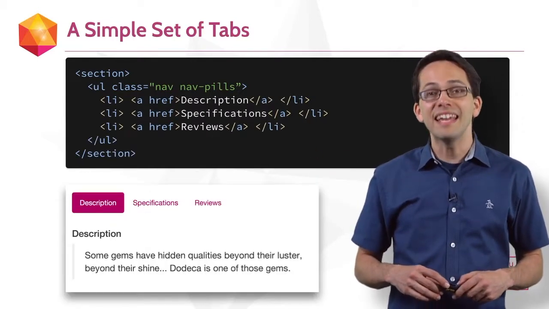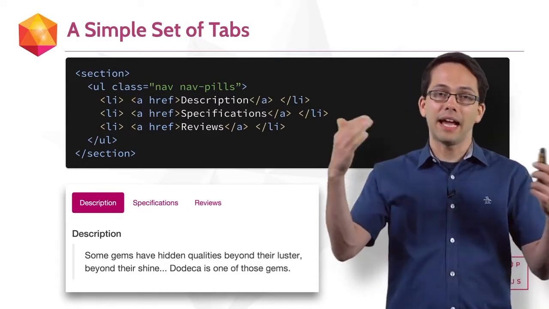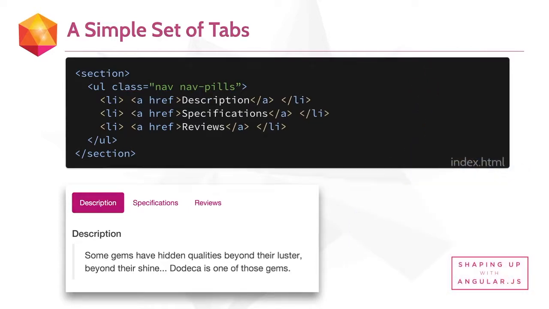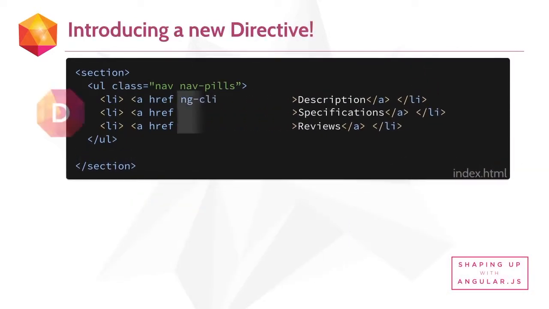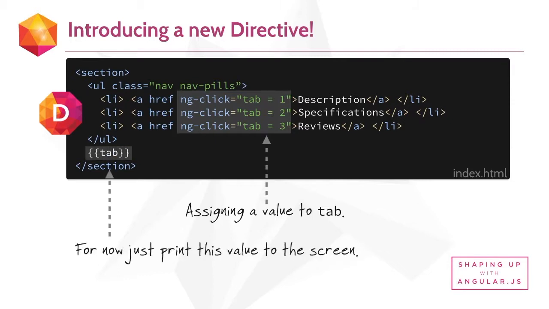But how do we add behavior to these tabs so that when we select one, it becomes active and the content gets displayed in the page? One way to do this in Angular is by using the ngClick directive, which takes an expression to evaluate. So here we're saying tab equals 1 when we click on the first one, tab equals 2 when we click on the second, and tab equals 3 when we click on the third. If we want to print out this value to the page, we can simply write tab as an expression.